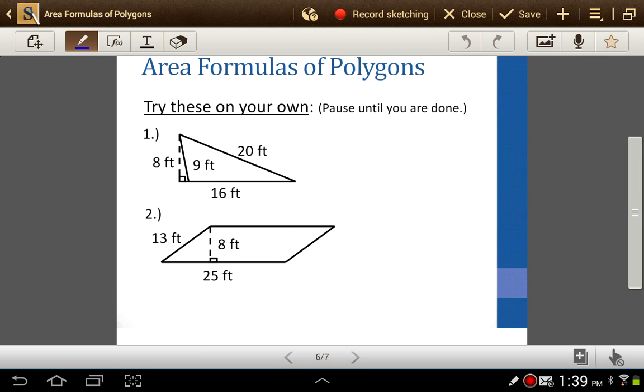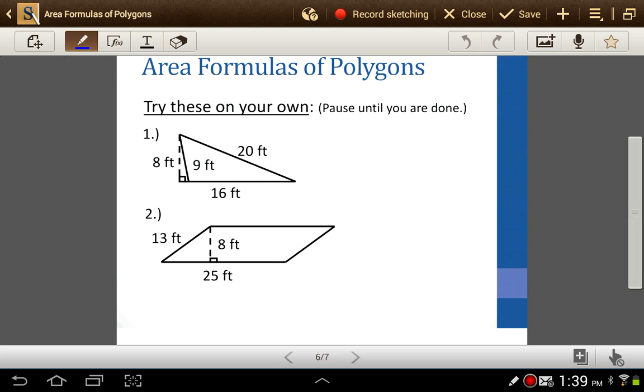In my next slide, I'd like you to try these on your own. So what I want you to do is pause the video right now, try both of these, and then press play and see what the answers are. So I'll wait a second or two to give you time to pause before I move on. Okay, hopefully now you paused the video and you're not just copying down my answers. I want you to try these on your own.